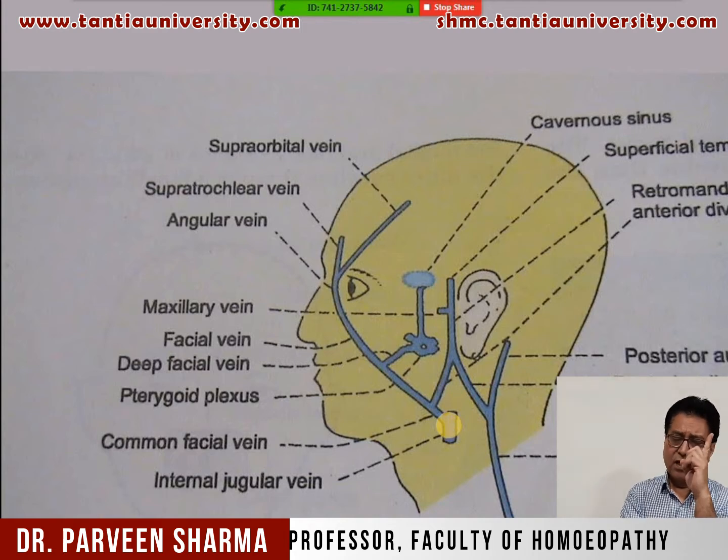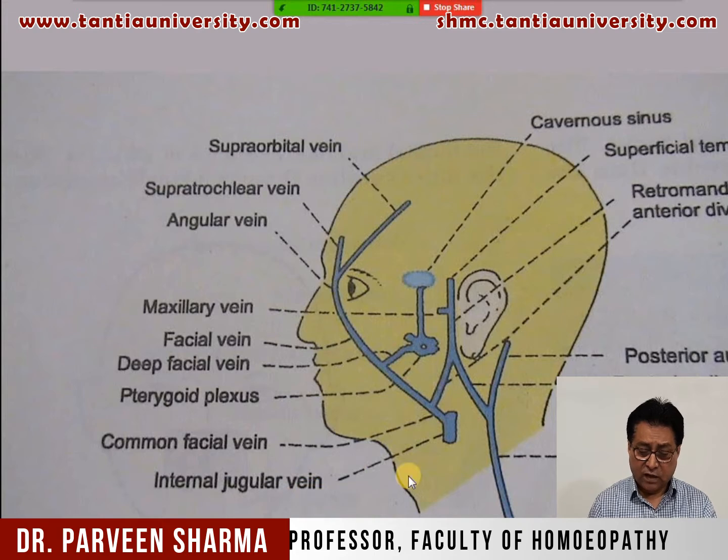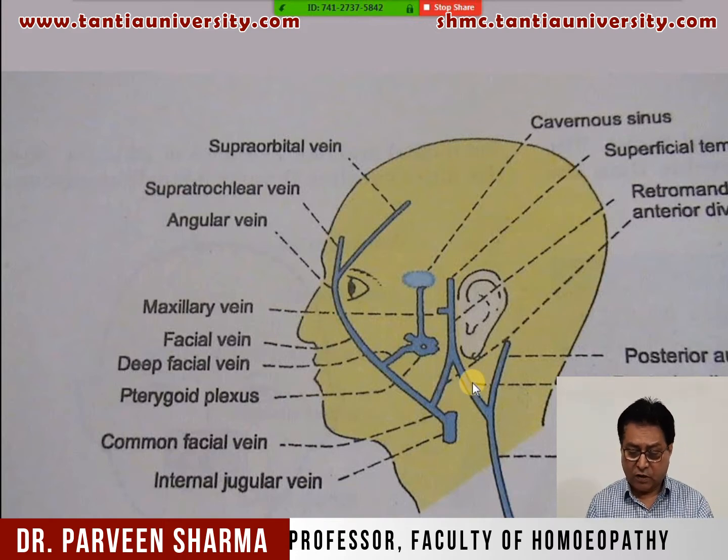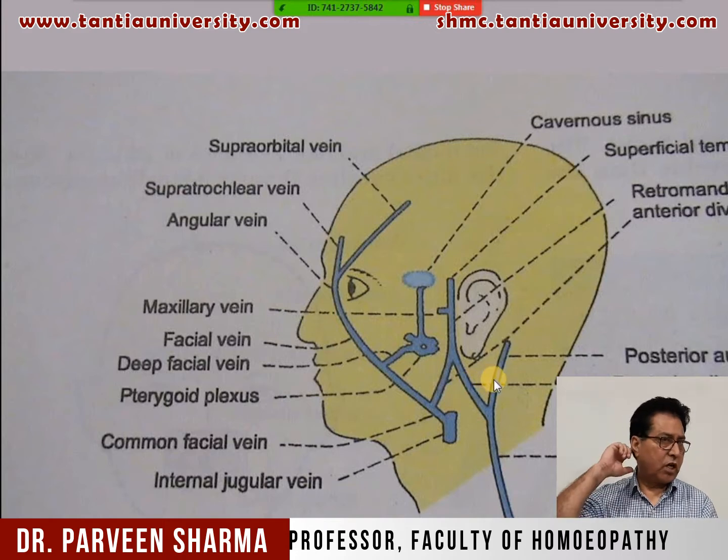So once again, the diagram you can draw very easily. You have supratrochlear, supraorbital unite to form angular vein, which continues as the facial vein. The facial vein unites with the anterior division of retromandibular vein and forms the common facial vein, which terminates into the internal jugular vein. Now what is the fate of posterior division of retromandibular vein? The posterior division of retromandibular vein unites with the posterior auricular vein.